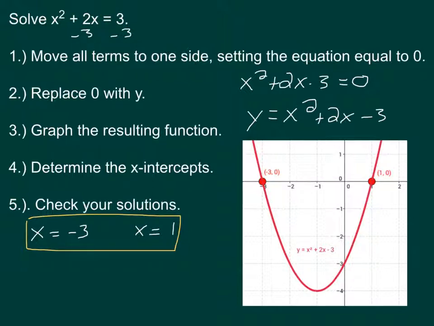So for the first one, I'll check the negative 3 here. I'm going to do negative 3 squared plus 2 times negative 3, and I'm hopeful that this equals 3. Well, negative 3 squared is a positive 9. 2 times negative 3 is negative 6. And it certainly looks like 9 minus 6, that does equal 3. So that one works. I'll let you check the other solution on your own.